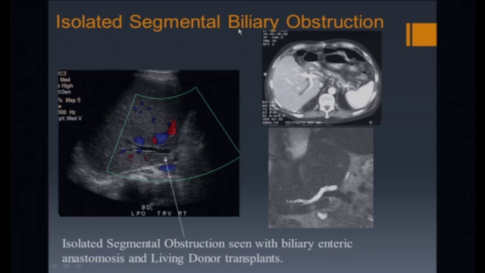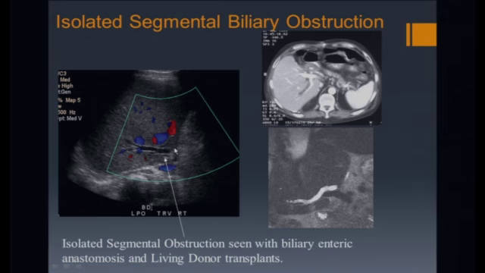Isolated segmental biliary obstruction is seen with biliary enteric anastomoses, which are most commonly performed in living donor transplants. So in living donor transplants with biliary enteric anastomosis, the individual segmental bile ducts are separately anastomosed to a loop of small bowel that's been brought up to the hilum. And these individual anastomoses can obstruct.